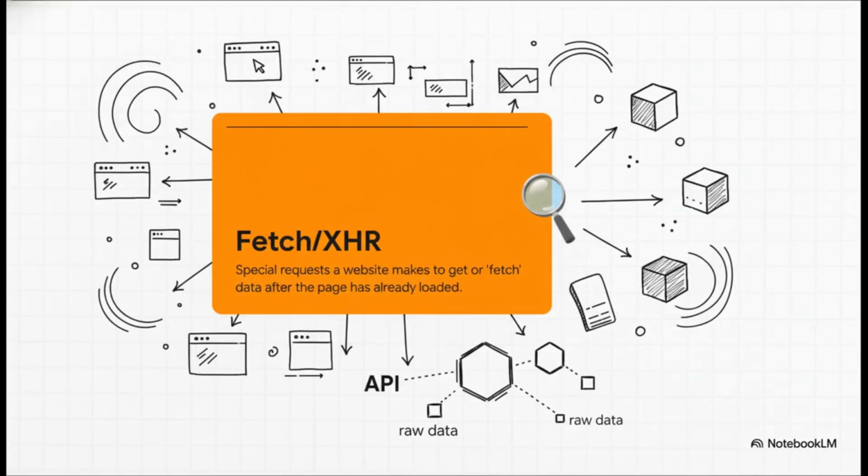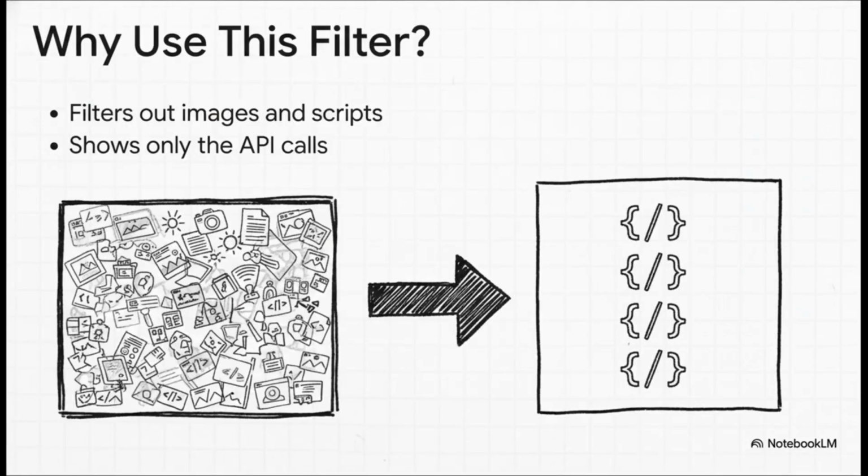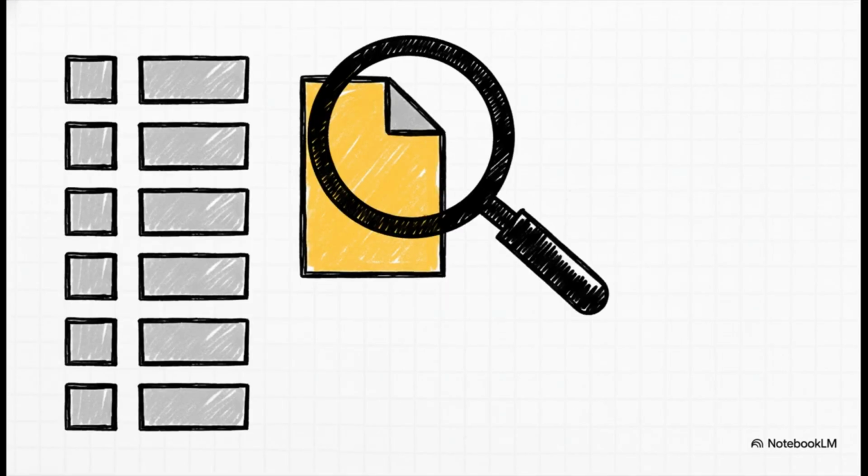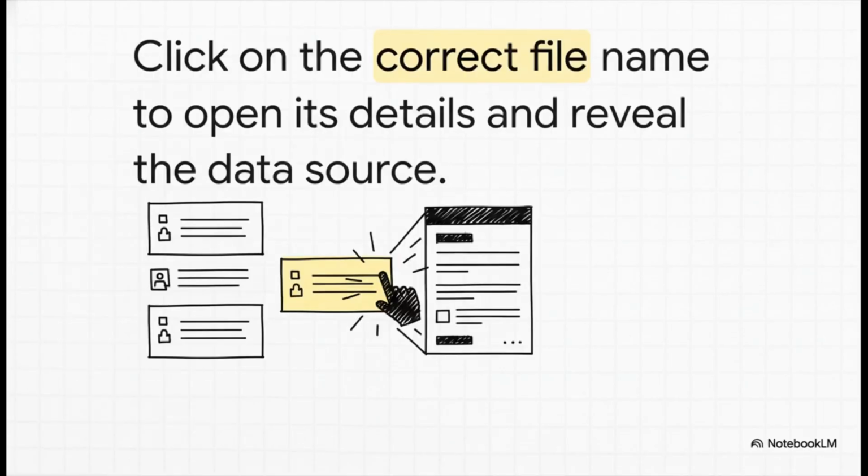So what's that? It's just how a site fetches new data after the main page has loaded. This cleans up all the junk and leaves you with just the pure data calls, the good stuff. Now you got to do a little detective work. Scan the list for a file name that looks right. Once you find one that seems promising, just give it a click to see what's inside.